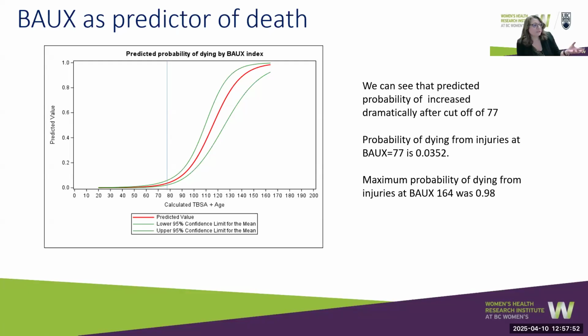You still have a very low probability of dying with a low bow index, and your probability is not one with a high bow index. But we can see that after the point of 77, our probability started to increase rapidly. So for everyone that came to the hospital with a bow index above 77, the probability of dying will be much higher with each point of increase of bow index.